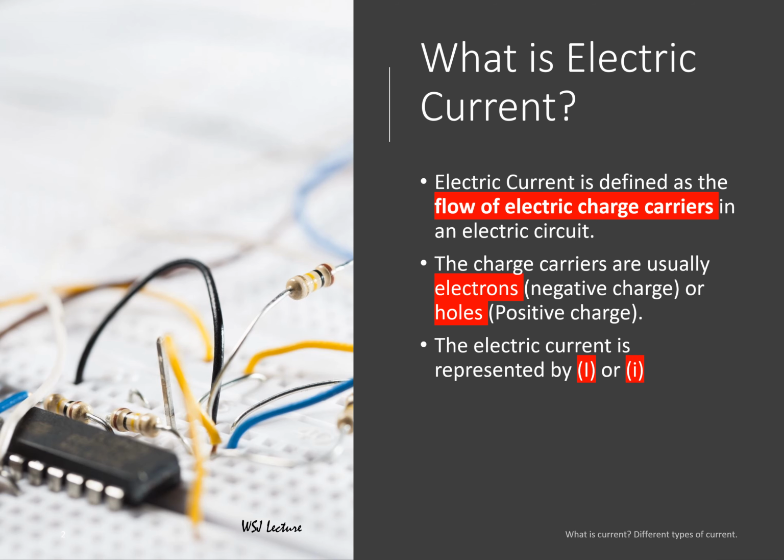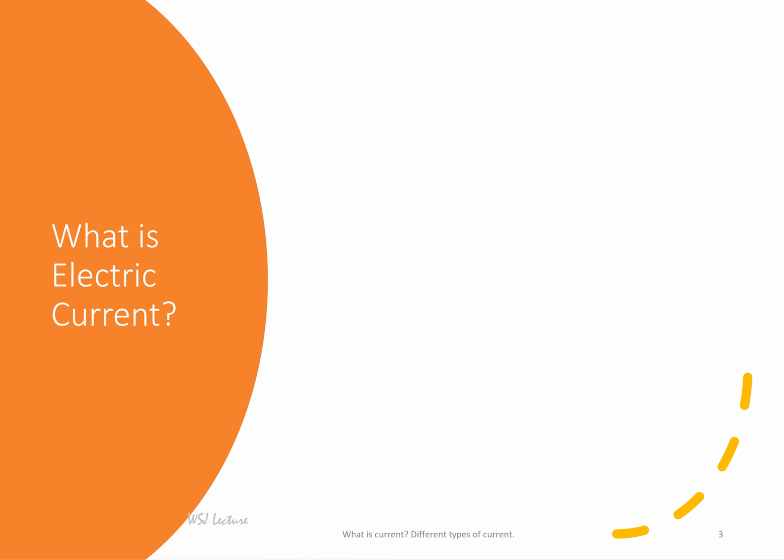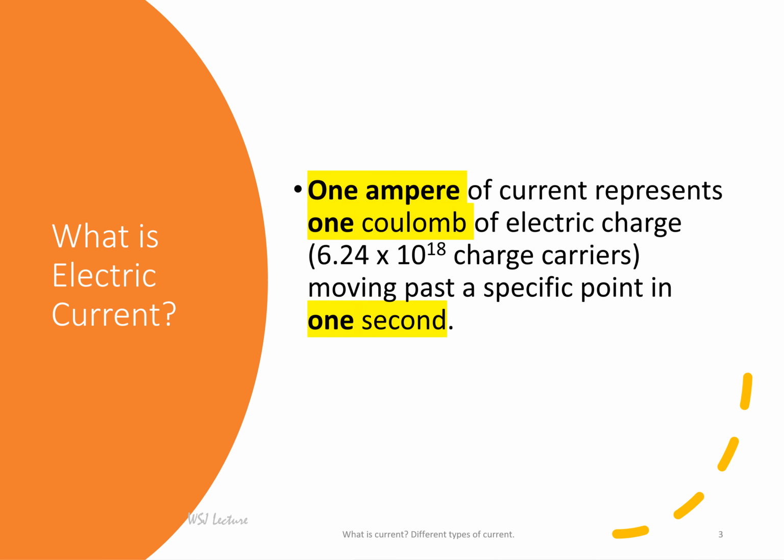The electric current is represented by capital letter I or small letter i. The unit of electric current is ampere, or in simple terms, amps. 1 ampere of current represents 1 coulomb of electric charge moving past a specific point in 1 second. That is, 6.24 times 10 to the power 18 charge carriers moving past a specific point in a second is 1 ampere of current. Ampere is equal to coulomb over second.